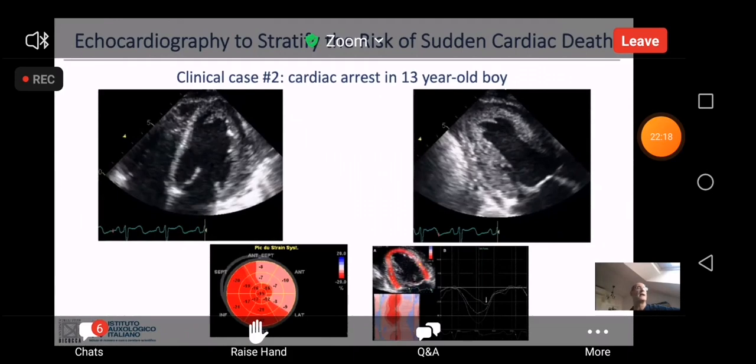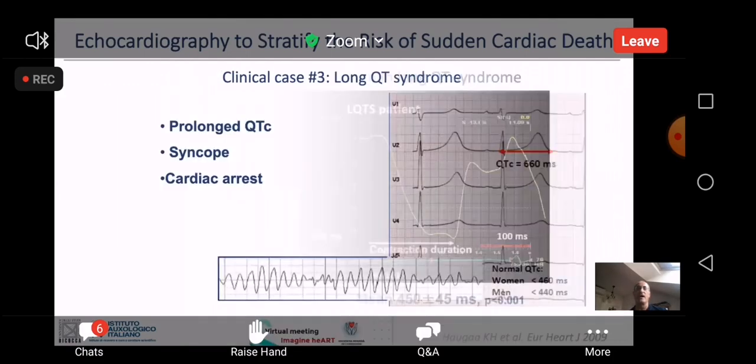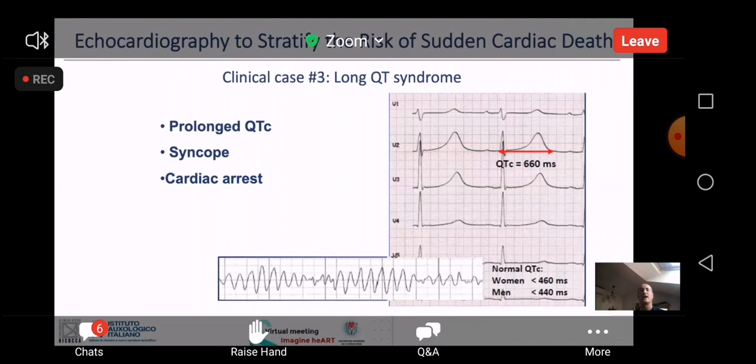And this is quite a marker that there is something wrong in the entire left coronary artery, and indeed the CT as well as the coronary angiography showed the anomalous origin of the left coronary artery from the pulmonary artery as a main cause of the ischemia and arrhythmia in these patients. So we should pay attention also to congenital heart disease.